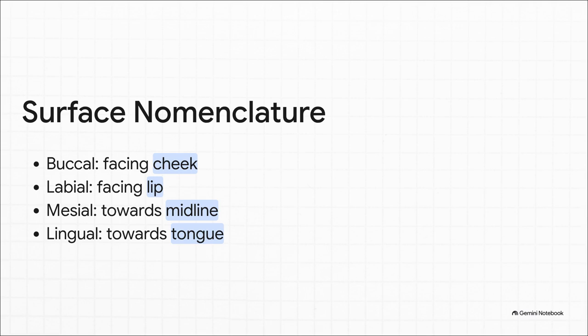Think of these terms spatially. Buccal faces the cheek. Labial faces the lip. You'll often hear facial used as a catch-all term for either of those. Then we have the directional surfaces. Mesial is the surface moving towards the midline, while distal faces away from the midline. Finally, the lingual surface is the inside face of the tooth, resting right against the tongue.